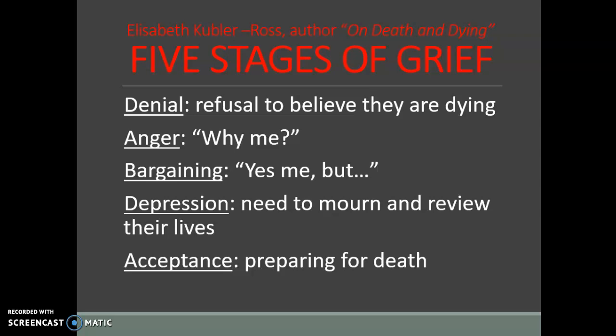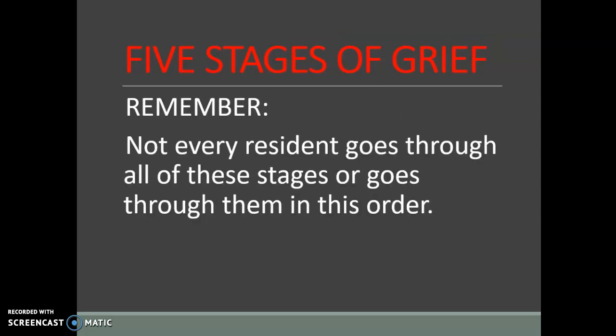Elizabeth Kubler-Ross, who is the author of On Death and Dying, which I believe was written in 1969, established 5 stages of grief. Denial is the first one, which is a refusal to believe that they are dying. Anger, which is a why me. Bargaining, which is yes, but let me do this first type of thing. Depression, need to mourn and review their lives, and acceptance is when they've accepted that they're dying and are preparing for their death. Remember, not every resident goes through all of these stages or goes through them in this exact order.